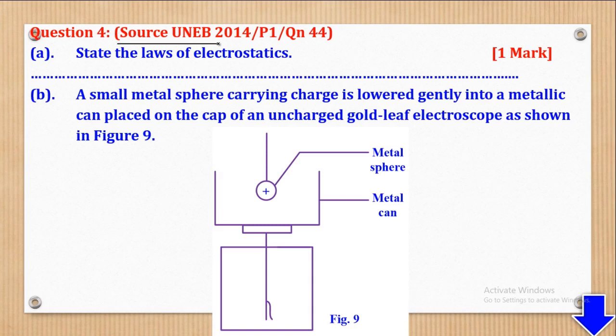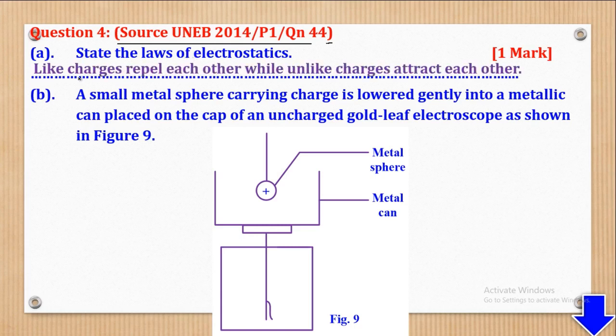So question 4 came from UNEB 2014, paper 1, question 44, and part A says: state the laws of electrostatics. So here we shall say that like charges repel each other and unlike charges attract each other. Those are the laws. If you wrote that, it would be half a mark for like charges repelling each other and another half a mark for unlike charges attracting each other. So basically that's how the 1 mark could come about.